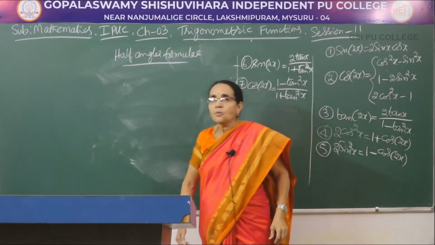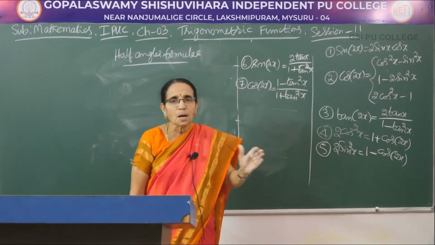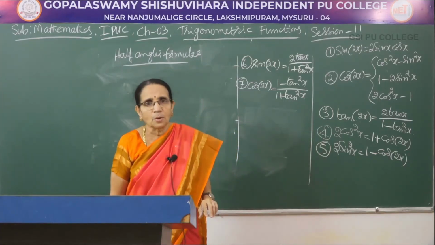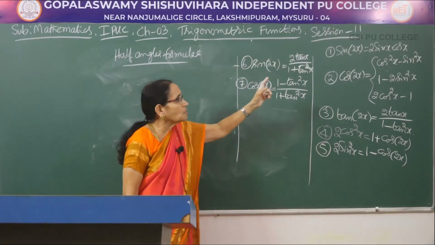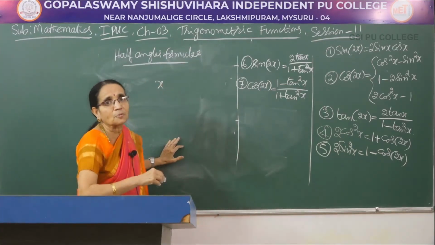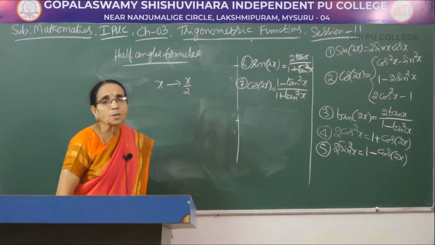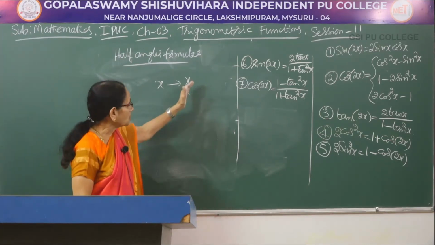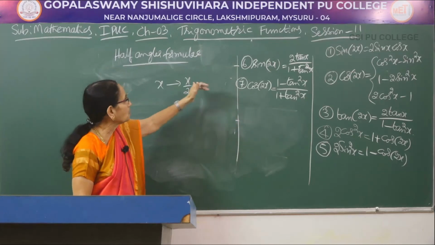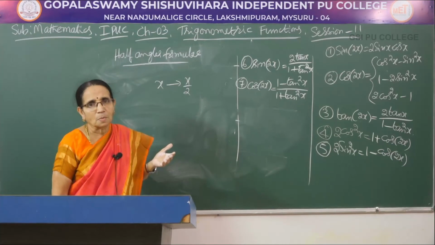So, whatever may be the angle on the left hand side, on the right hand side, when you use the formula, it would be half of that value. Now, 2x will become 1x on the right hand side. Suppose I am having only x on the left hand side. What is half of that one? It becomes x by 2. So, whatever formula here, if you replace x by x by 2, that becomes the half angle formula.